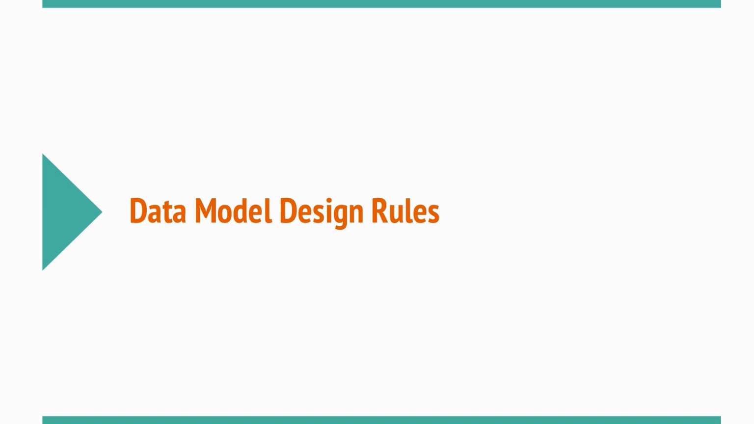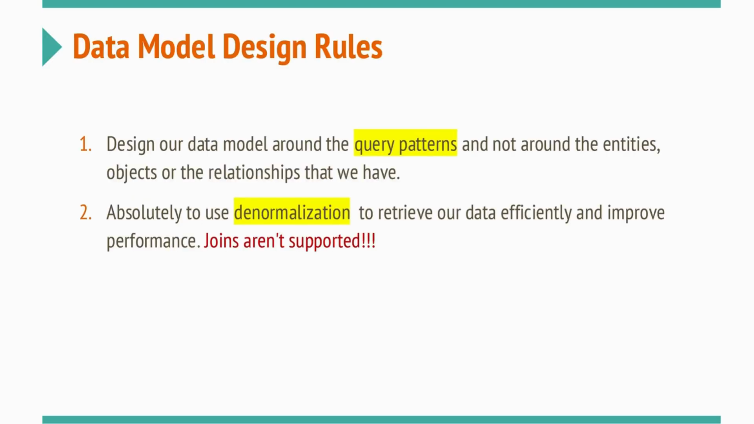Okay, let's formalize the rules for designing our data models in Cassandra. There are two fundamental rules you must always follow. Rule number 1, design your data model around your query patterns. Do not design it around your entities or relationships like you would in a relational database. Start with the questions you need to ask and build tables that answer those questions.